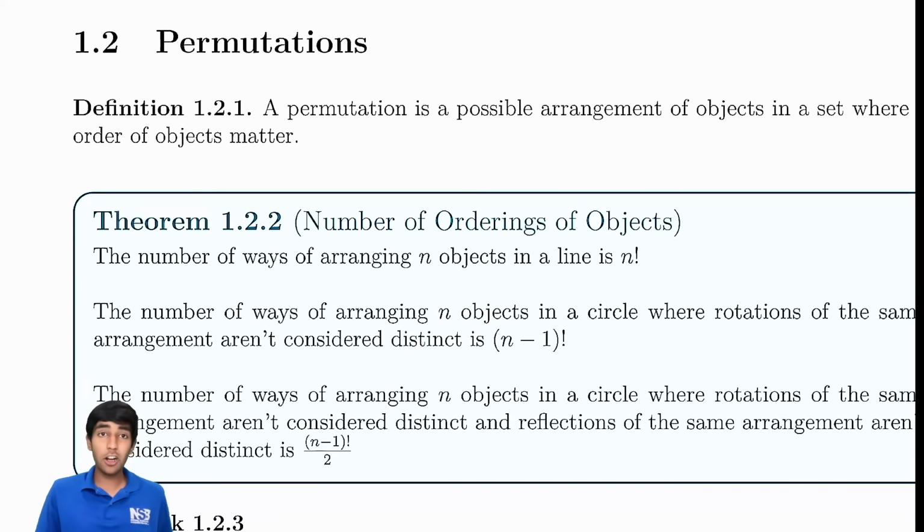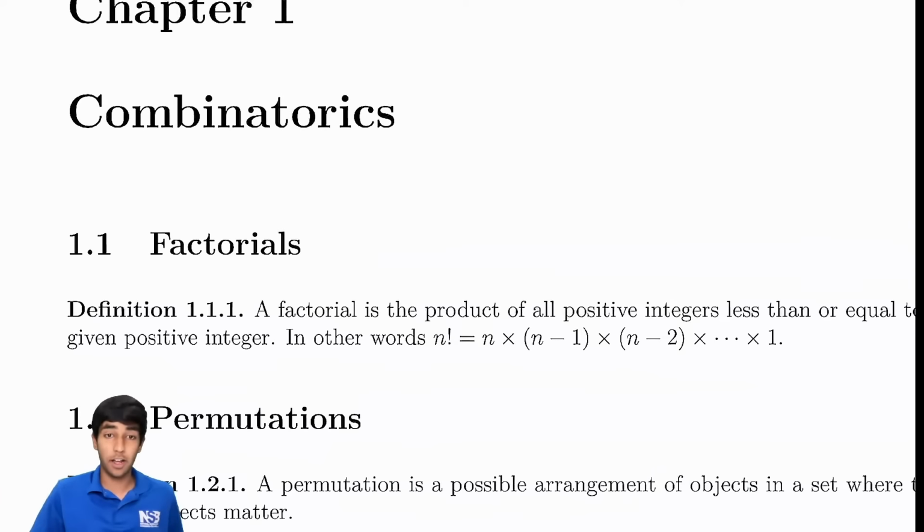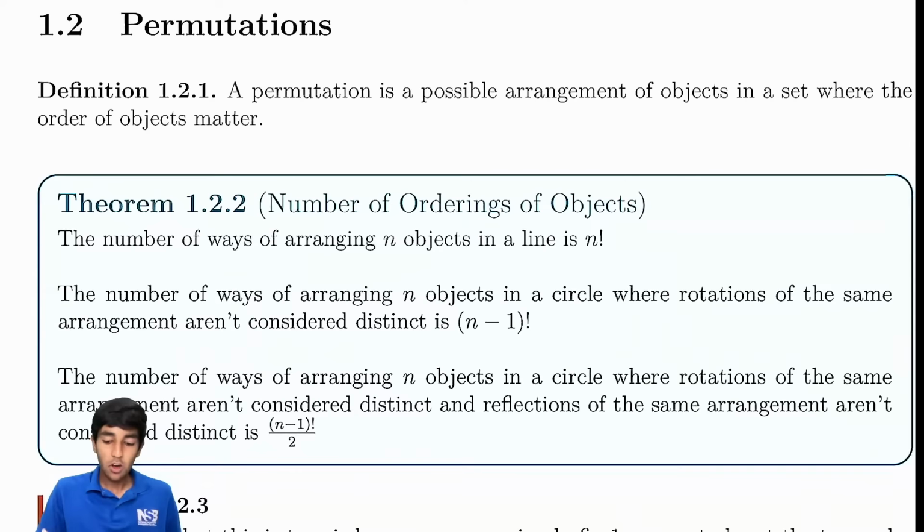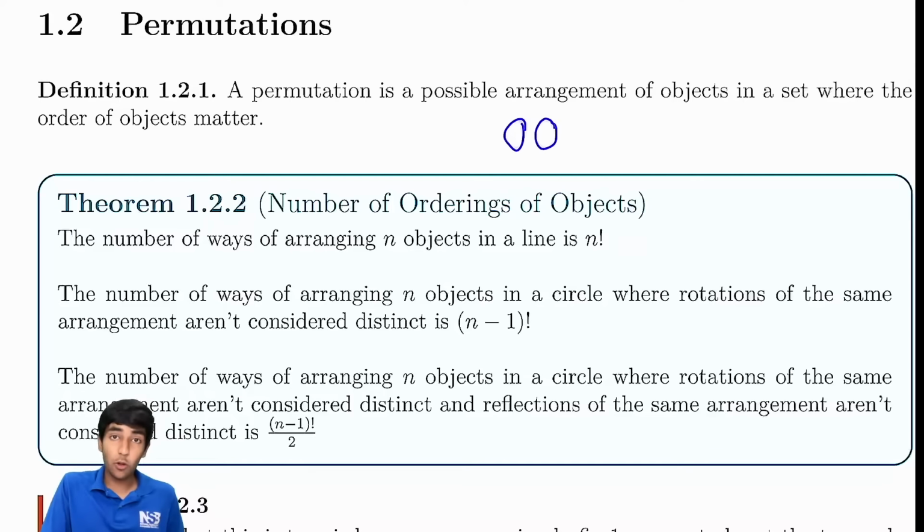But first, let's start off with the basic concepts in combinatorics. Factorials: a factorial is just the product of all the numbers from 1 to n. Okay, so permutations, some basic formulas. If you're arranging n objects in a line, that's just n factorial, right? You've got n choices for the first object, n minus 1 choices for the second object, and so on. The final object is fixed, it has only one choice.